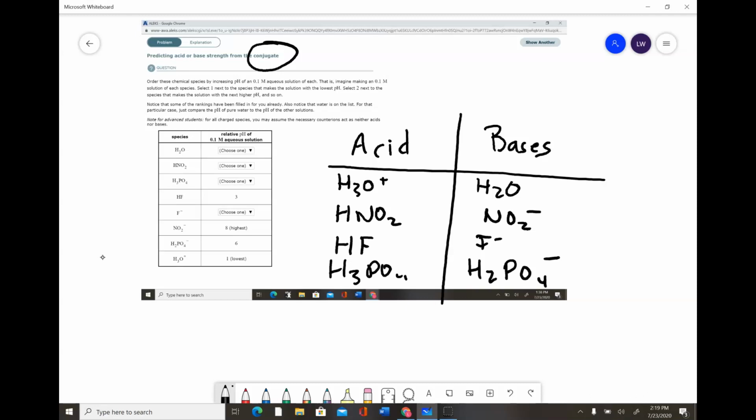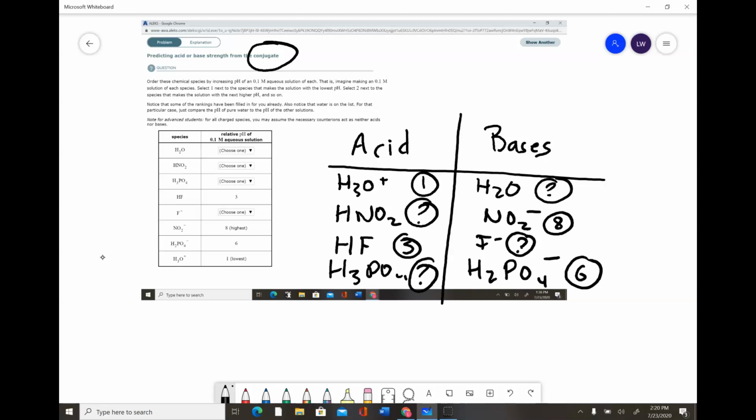So then when we look at the information that's given, we see that for each pair, we have the ranking for one member of the pair. So we have a 1 for the H3O plus, but nothing for the H2O. We have an 8 for the NO2 minus, but we have nothing for the HNO2. We have 3 for HF, but nothing for F minus. And then we have 6 for the H2PO4 minus, but nothing for its conjugate acid.